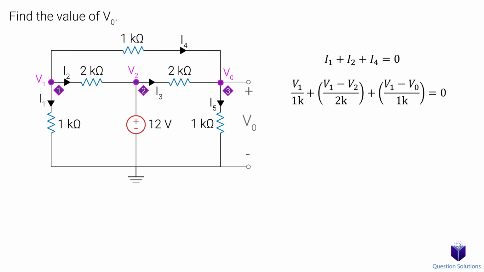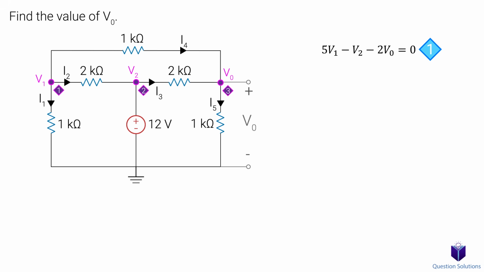Lastly, we have I4, which is going from node 1 to node 3, with node 1 being at a higher potential, so we have V1 minus V0 over 1K. Remember, it's always higher potential minus the lower potential. Now we can multiply everything by 2K to get rid of the fractions. Let's simplify. That's our first equation.